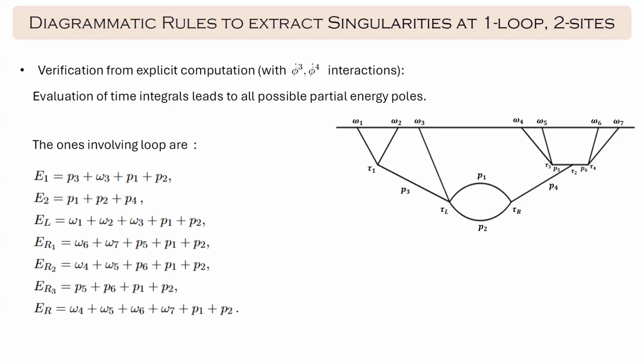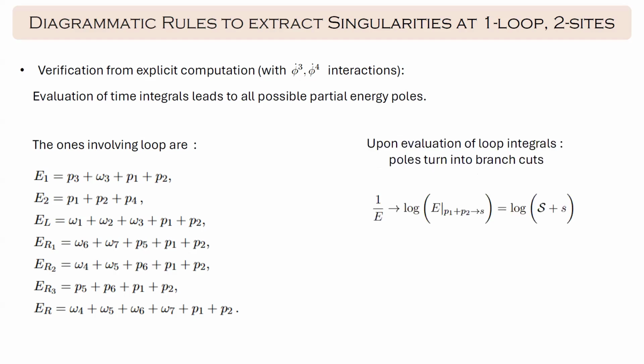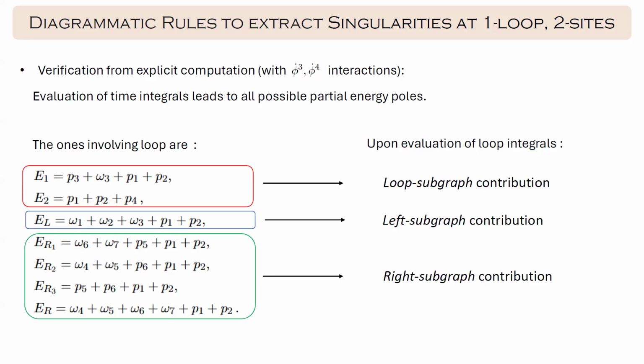Yeah, okay, thanks. So once you compute the loop integrals, you will see that each of these partial energy poles turns into a log with the argument, where in the argument E, P1 plus P2 goes to S. And so this turns into a log of S plus S, and you will see that they correspond precisely to the contributions that I just talked about. So the first two correspond to loop subgraph contributions, the middle one corresponds to the left subgraph, and these four correspond to the right subgraph contributions. These are precisely the logs that you would also get from following the rules.